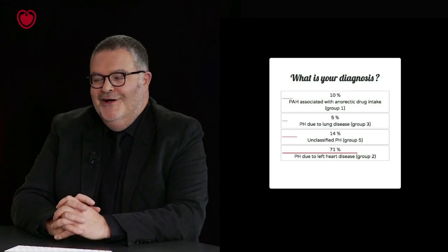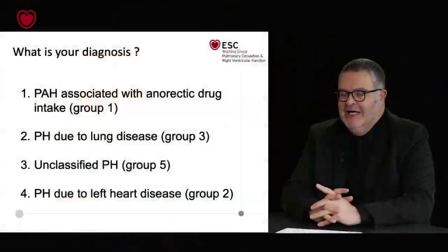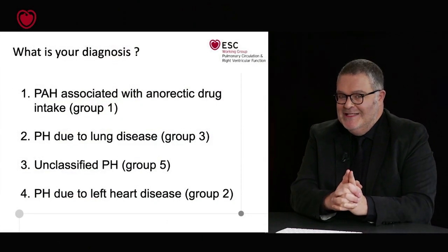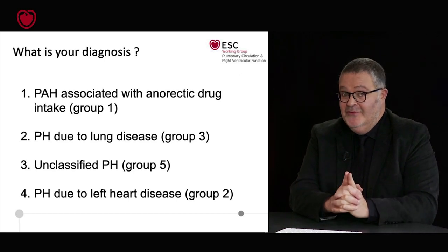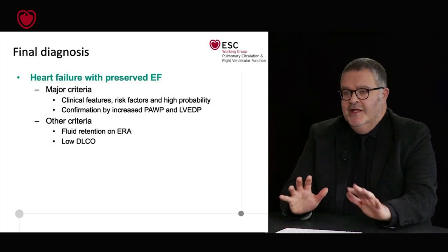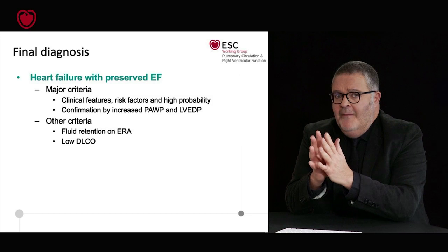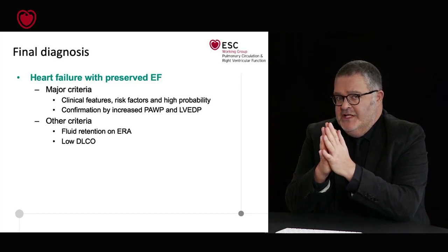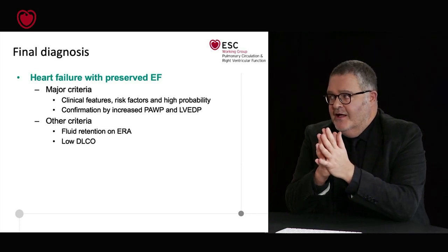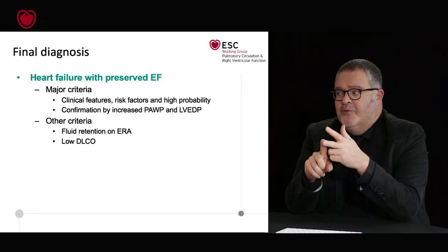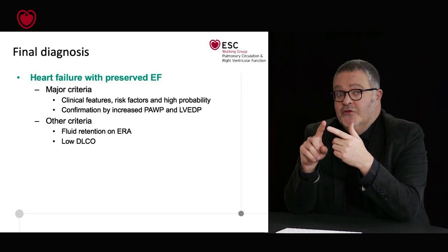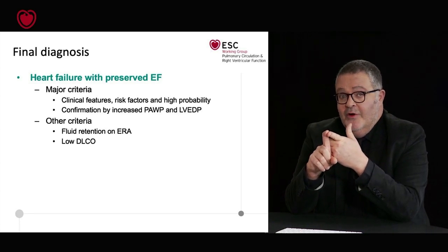It's a very good change from the first impression, and it really highlights how important it is to have a big picture when we do an assessment for pulmonary hypertension, especially when there are cardiovascular risk factors. So, indeed, this is the final diagnosis that we would hold on to. This patient has heart failure with preserved ejection fraction. This is probably the best matching diagnosis. She has major criteria, clinical features, risk factors, and high probability based on non-invasive or pre-cath probability. It's confirmed by increased wedge and LVEDP. Both of them were elevated.